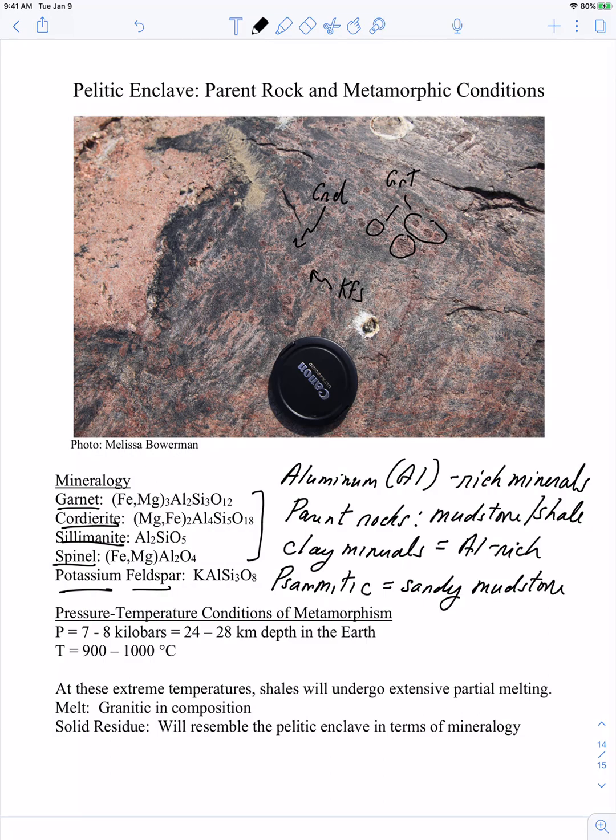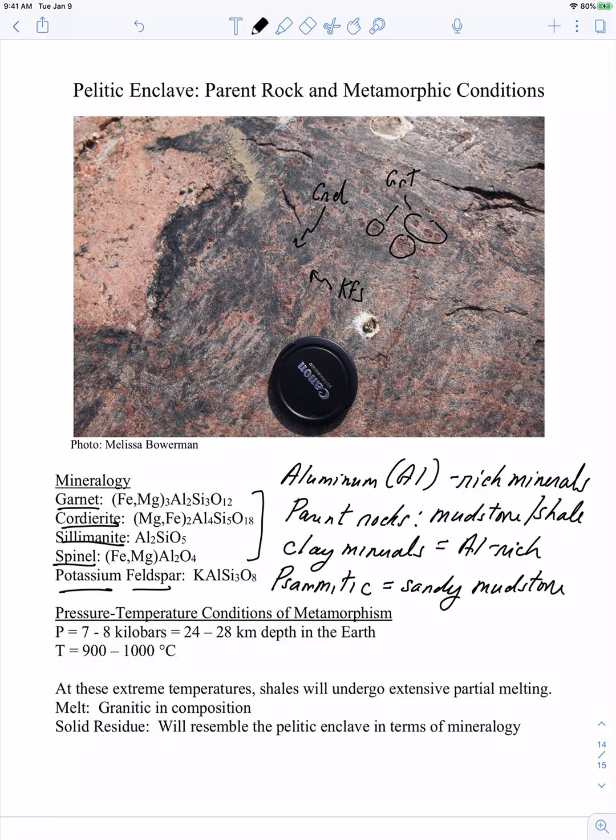To give you some sort of reference, atmospheric pressure is roughly 1 bar. So this is 7,000 to 8,000 bars of pressure. Those pressures correspond to rocks that are buried in the earth to depths of between about 24 and 28 kilometers. So that's the depth at which this metamorphism was going on. The temperature of metamorphism was very high. Calculations indicate that the temperature of metamorphism here was between about 900 and 1,000 degrees Celsius. And those are very high temperatures.